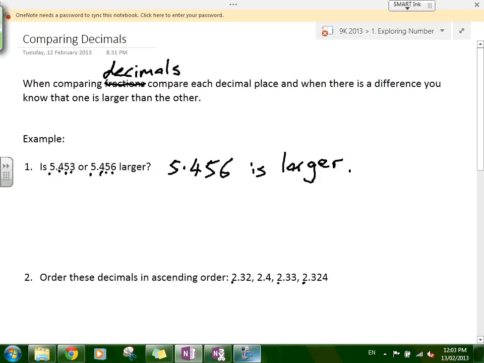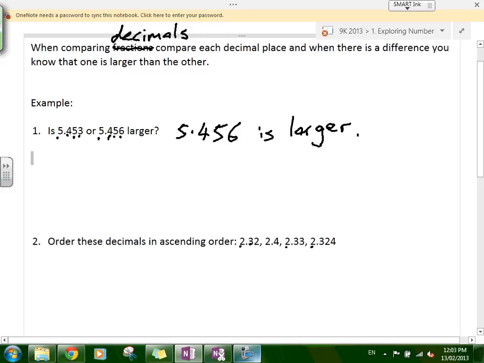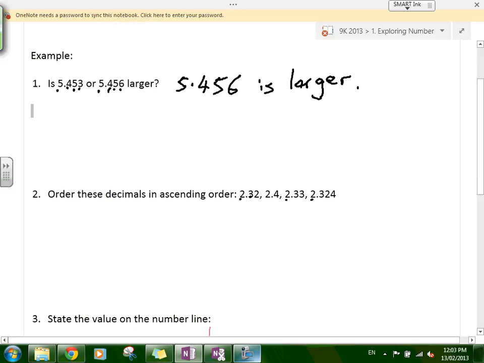So we look at the first decimal place. This one we have a 3, this one we have a 3, this one we have a 4, and this one's a 3. So what's my conclusion? 2.4 is bigger than the rest. So that's my biggest one. I'm going to put that to the right of the list. 2.4 is the biggest, so we can cancel that one out. We know about that one already.